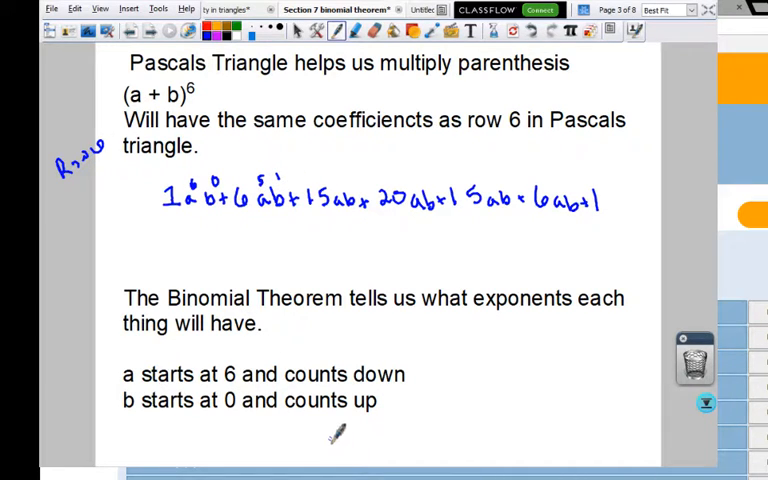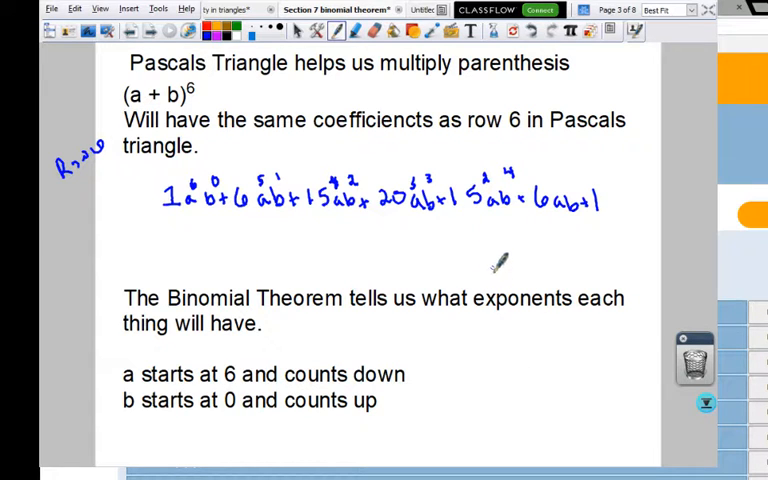B1 plus 15A4, B2 plus 20A3, B3 plus 15A2, B4. So it's just A gets smaller while B gets higher.